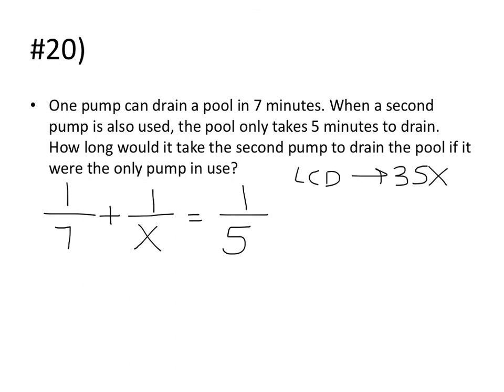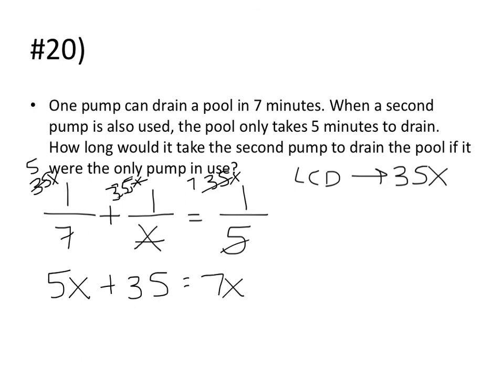You need 7 and 5 represented, so 35 is the lowest number, and you need x represented. So you do 35x, 35x, and 35x. 35 divided by 7 is 5. These x's cancel, and 35 divided by 5 is 7. So you have 5x plus 35 is equal to 7x.